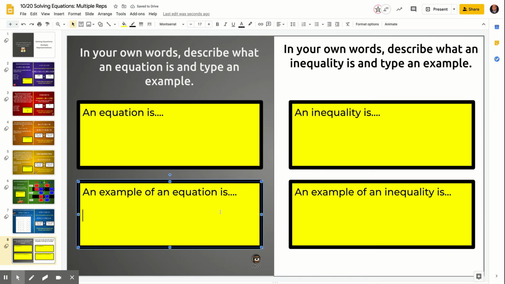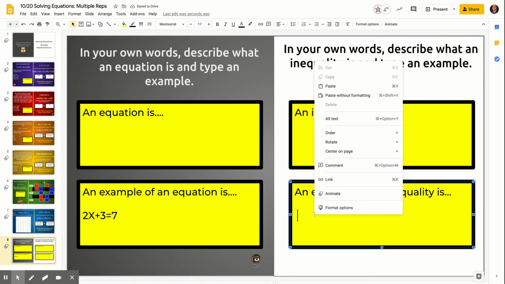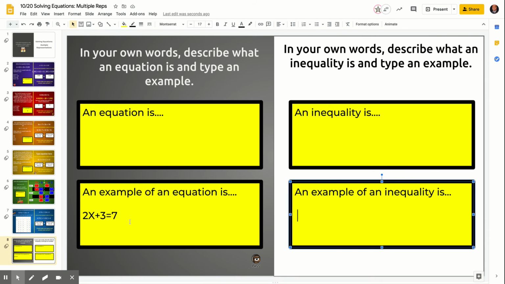An example of an equation is maybe 2x plus 3 equals 6. Wait. Let's do 7. So here it has an equal sign. Make a problem over here that has an inequality sign. And you did it. That is how you do this assignment.